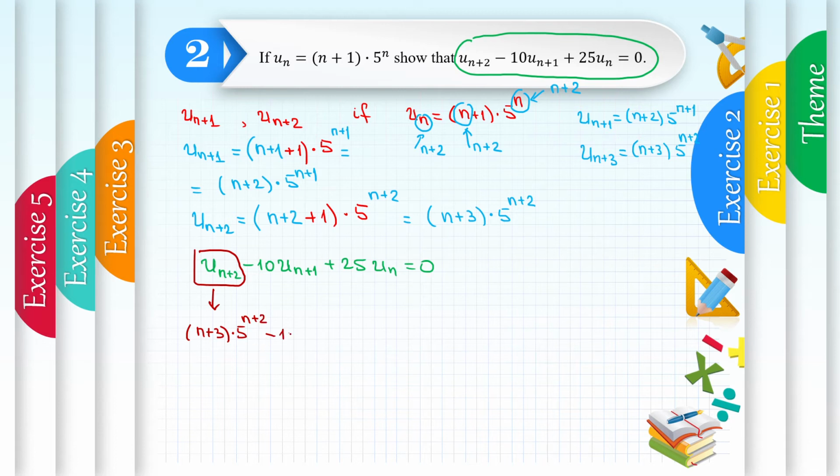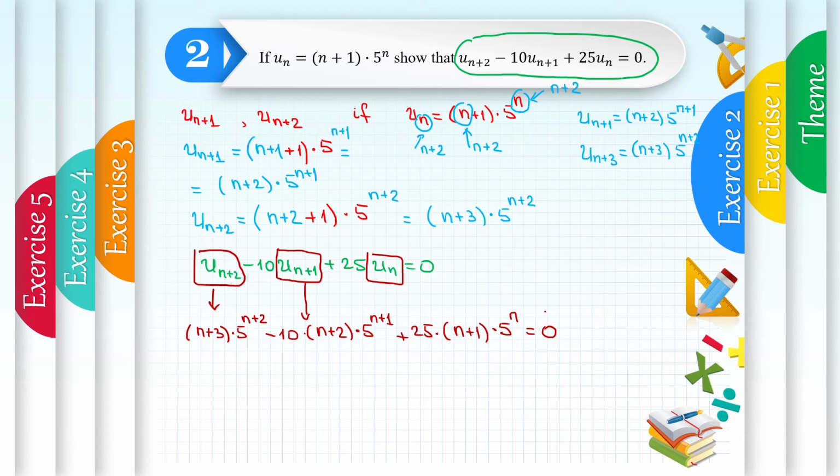Next, minus 10, and u(n+1) we are going to replace with its formula (n+2) multiplied by 5 to power n+1. Next, plus 25 multiplied by, and u(n) we are going to replace with the general formula (n+1) multiplied by 5 to power n. And we have to show that this whole expression is equal to 0.